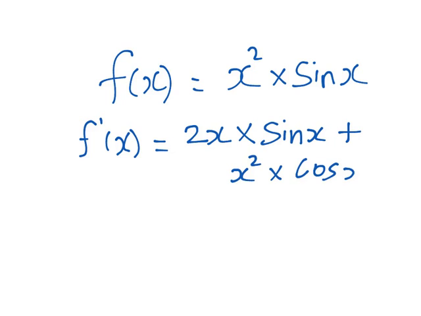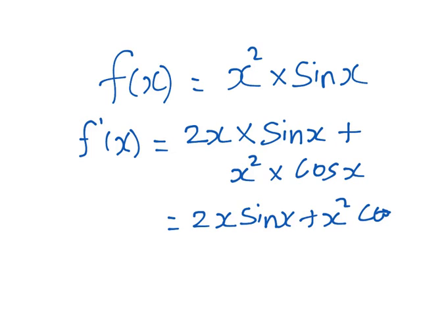Okay, so the final answer is nothing but 2x sin x plus x squared cos x. I'm sorry, it doesn't look neat. Okay, fine. So 2x sin x plus x squared cos x is the derivative of x squared sin x. Okay, let us see another problem.